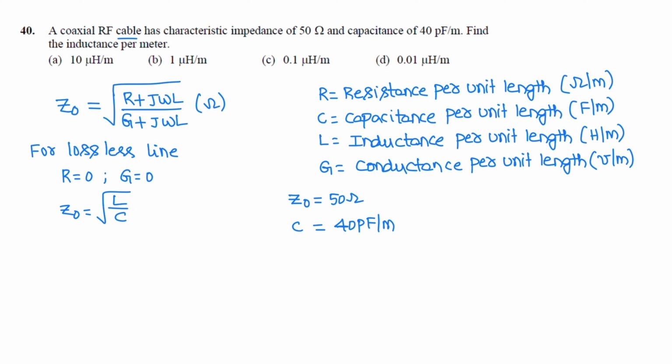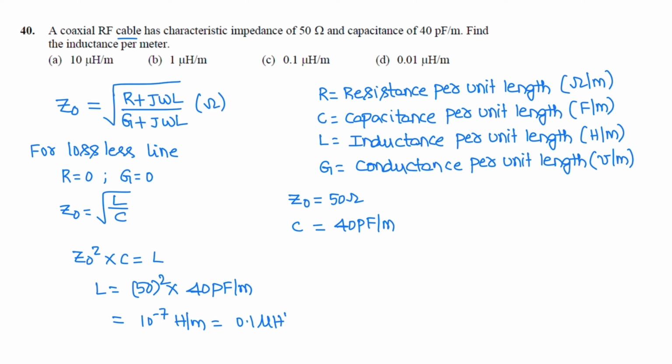So from this, Z0 square into C is inductance per unit length. So L is equal to Z0, 50 square, into capacitance 40 picofarad per meter. So on calculation, inductance is 10 power minus 7 Henry per meter, that is 0.1 micro Henry per meter. So 0.1 micro Henry per meter. Correct option is C.